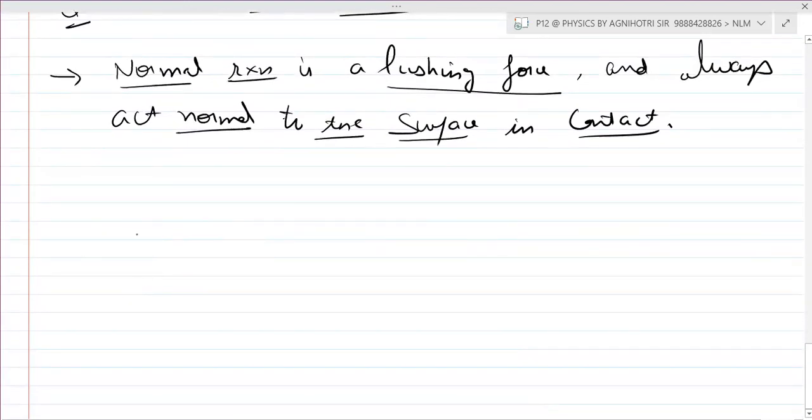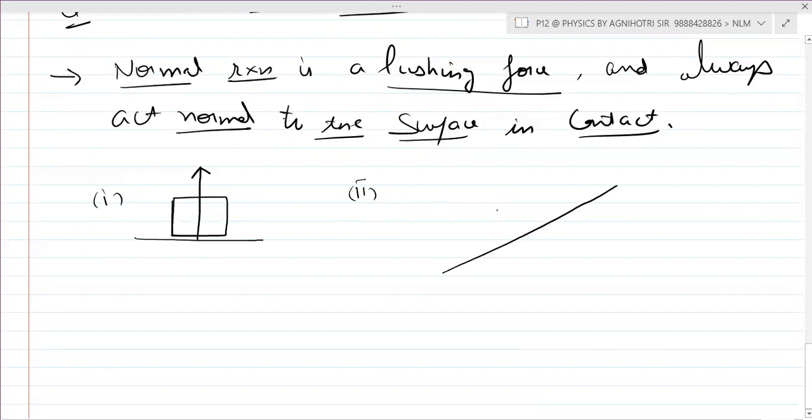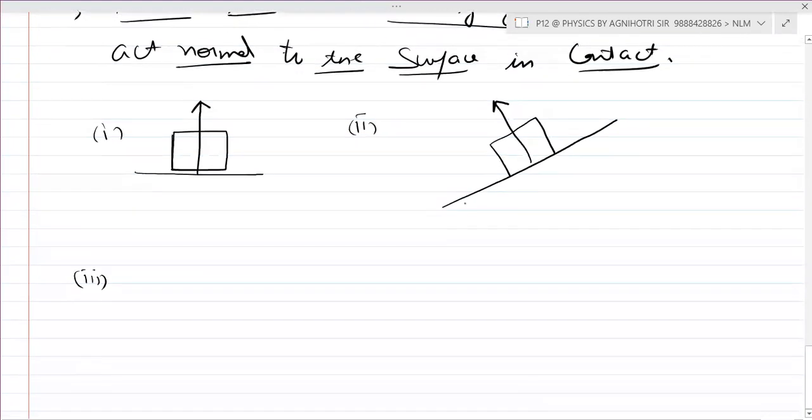Now let me give you one example, a very previous example, this one. This is the body in contact. I have drawn it a bit like this just to understand the concept. So this is exerting force in the upward direction. This is the first example. Now, if you talk about this, this is the inclined plane and you have placed a body over there. So this is their force. This is angle theta.